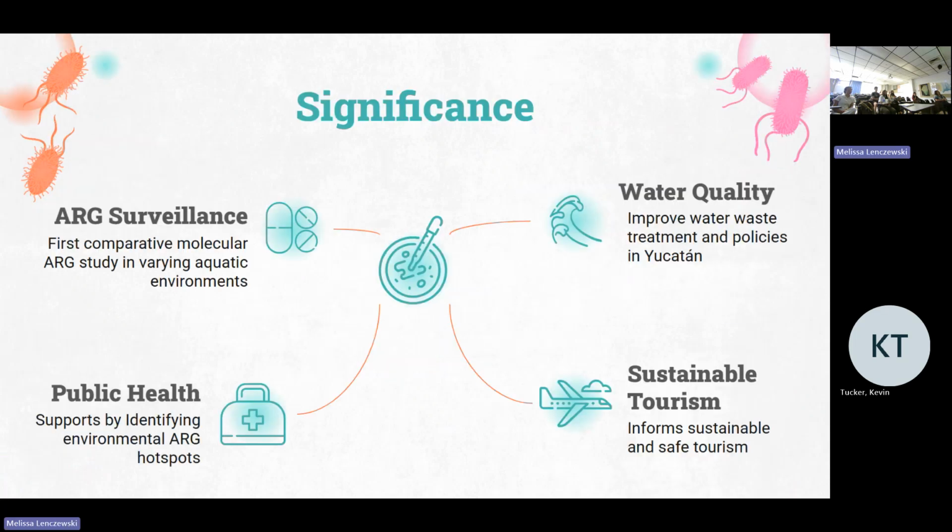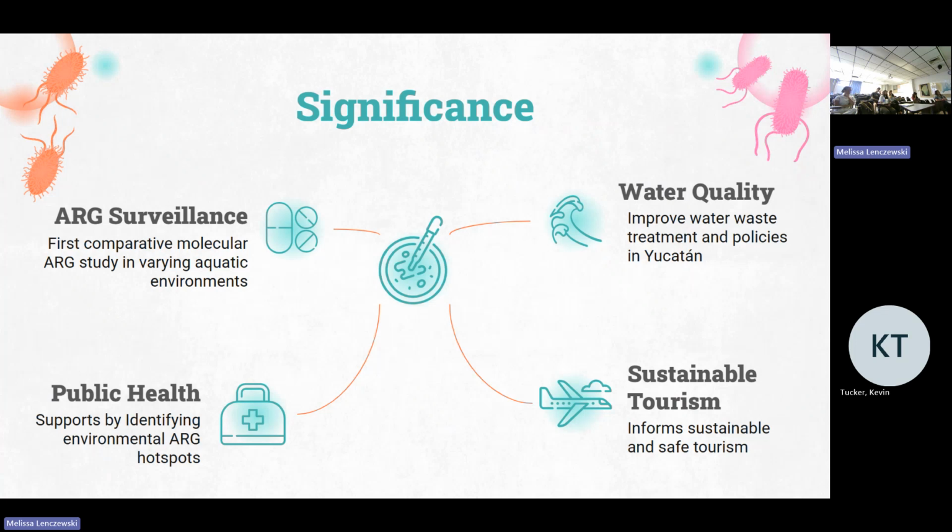And finally, why are we doing this? What is the significance of our project? Firstly, ARG surveillance. It is very important because this is one of the first comparative molecular researches done in the region. So this could shed light on what's going on and maybe protect some public health. Speaking of public health, this can support the area by identifying the environmental ARG hotspots. This way, people would know what to avoid, where to be careful, and just keep safe overall.